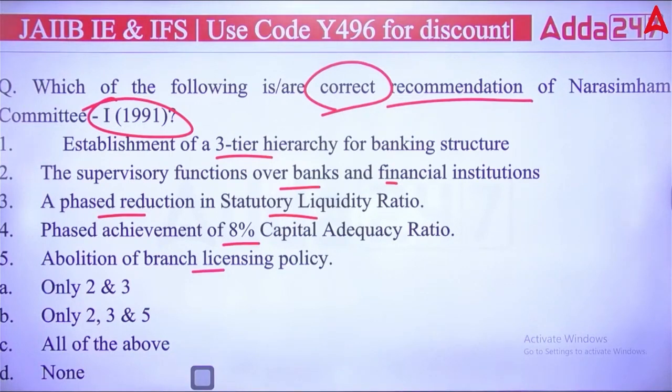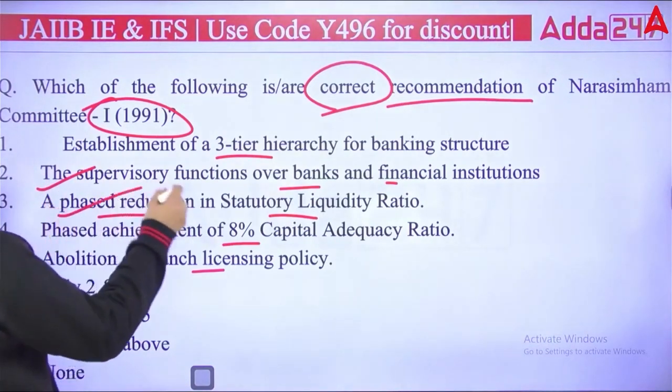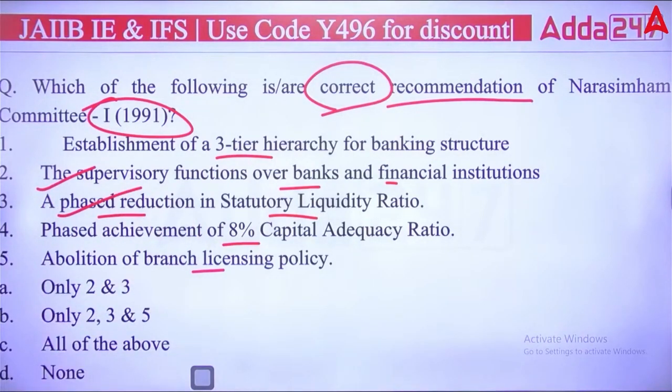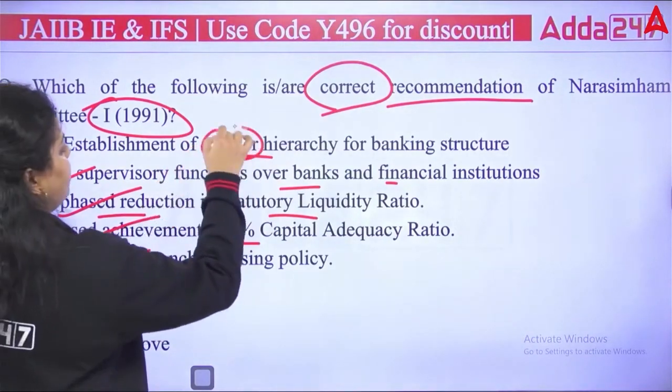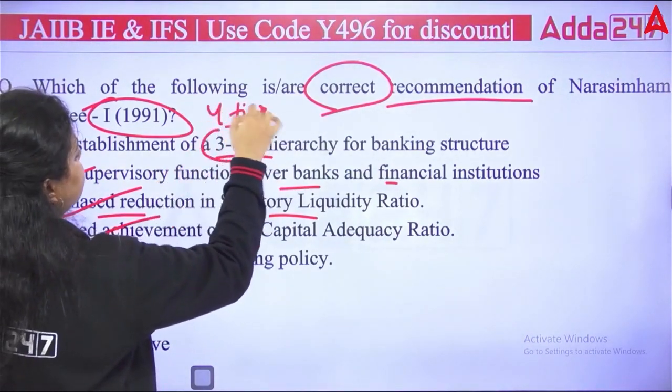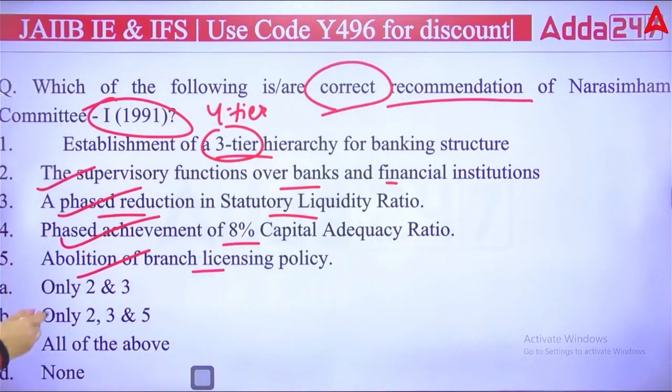Why none of the above? Because actually supervisory function over the banks and financial institutions was introduced. Actually, a phased reduction of SLR has been said. The phased achievement of 8% of capital adequacy ratio is correct, I can say. Abolition of branch licensing policy is also correct. But establishment of 4-tier hierarchy has been said. And none of the options is actually defining the right answer. So right answer will be none, because the right combination of answer has not been given.